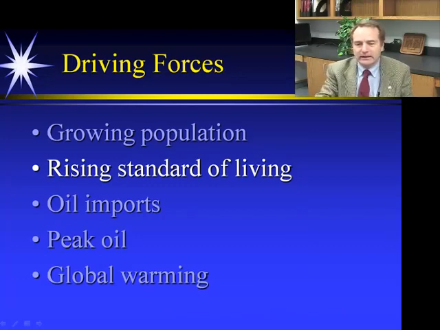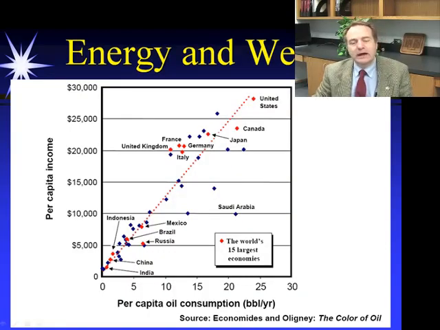What about the rising standard of living? What I'm showing in this graph is on the y-axis is the per capita income, that is the amount of money per person in a typical country, and on the x-axis is the per capita oil consumption. So let's take a look at a particular example. We have the United States in the upper right-hand corner, and the average person in the United States consumes 25 barrels per year, and the average income per person is approaching $30,000. So what that means, a family of 5, which is my family, we consume 125 barrels of oil every year.